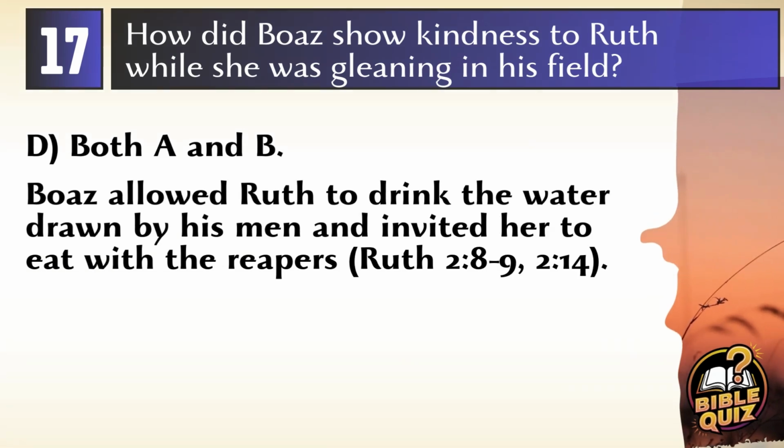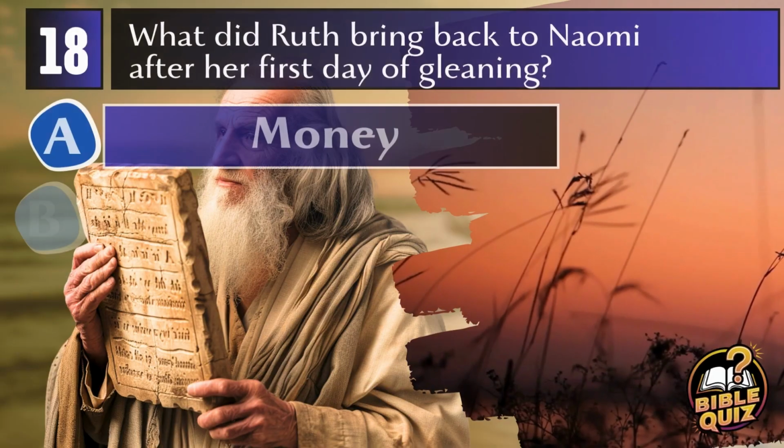Answer: D. Both A and B. Boaz showed kindness by allowing Ruth to drink the water the men had drawn and inviting her to eat with the reapers, providing her with roasted grain. Ruth 2:8-9, 2:14.